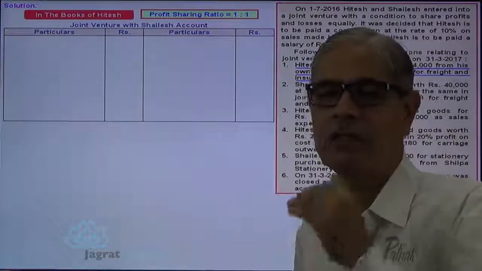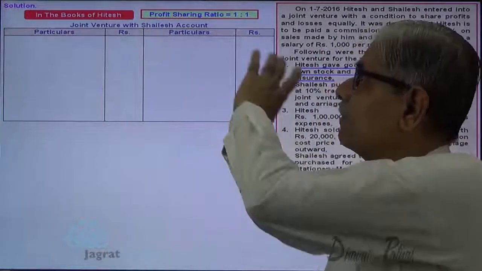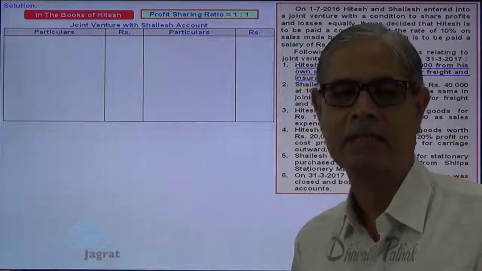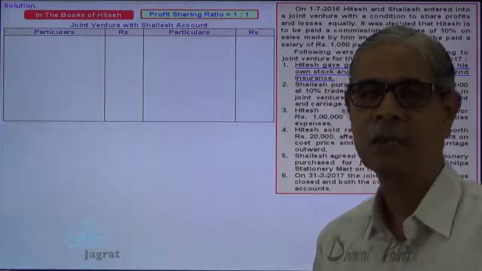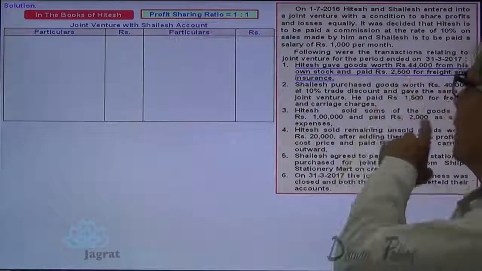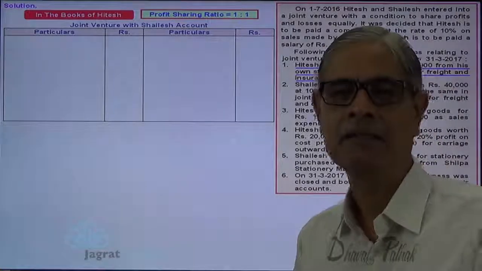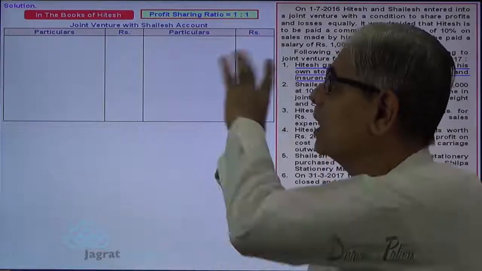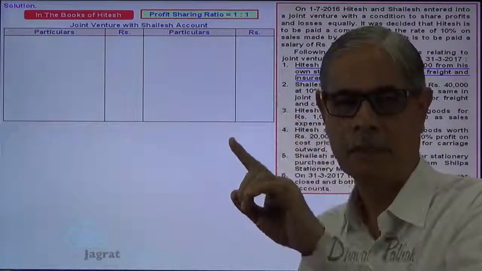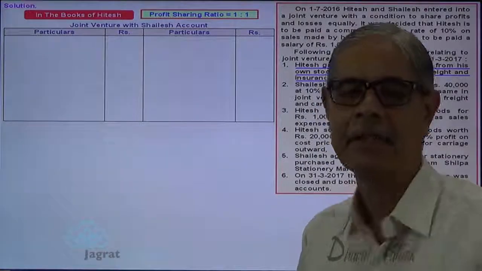I am Hitesh. I gave goods to the joint venture business. So joint venture with Shailesh is a receiver, debit the receiver. So joint venture with Shailesh account debit to sales account is the entry. And for the expenses paid by me, cash goes out, cash account is credited, and I have paid these expenses for a joint venture business with Shailesh. So joint venture with Shailesh, that business is a receiver, and I paid the cash.